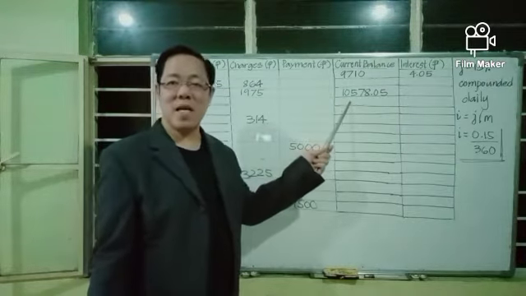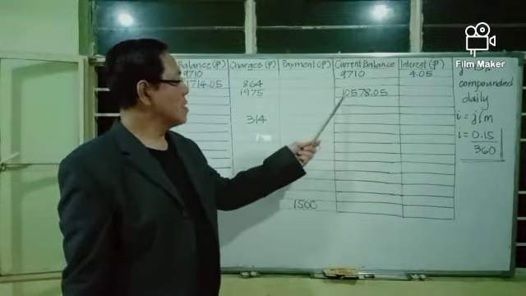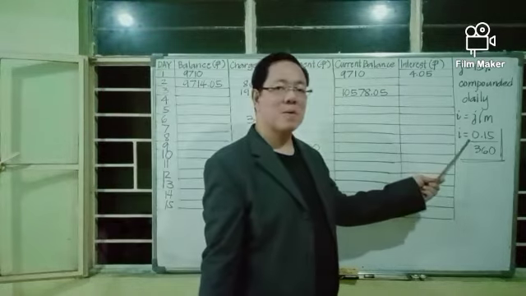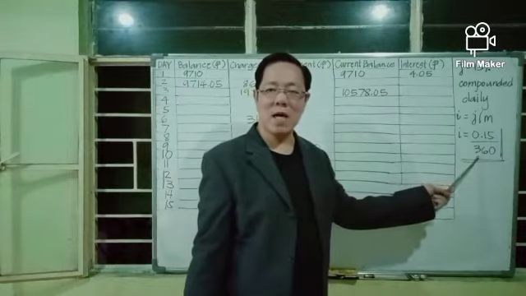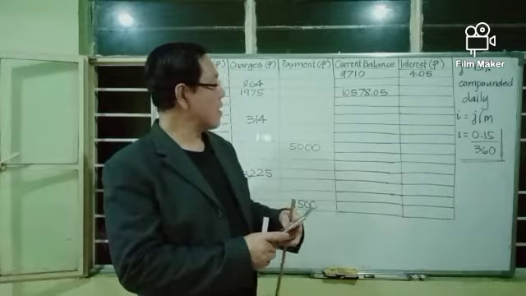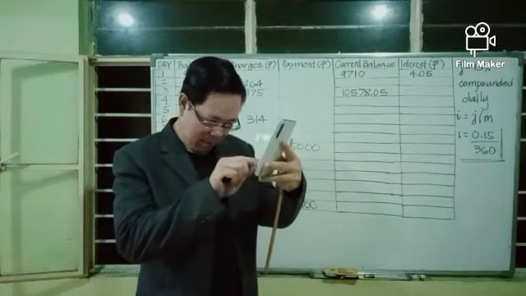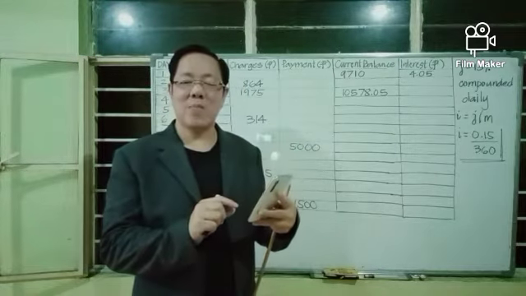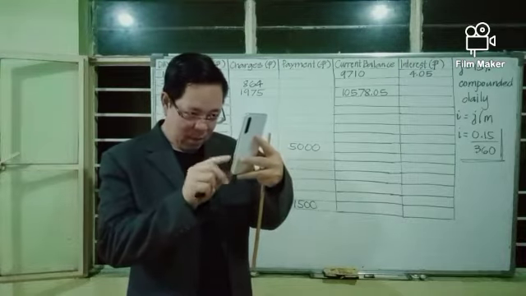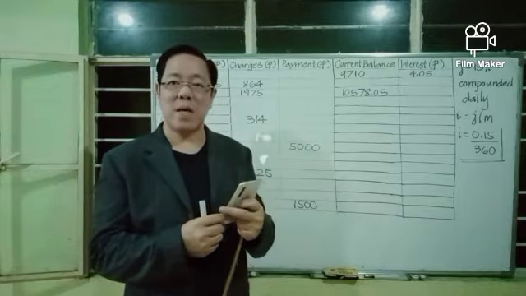This balance at the end of the second day of November will be the basis for computing the interest on the second day of November. This current balance, 10,578.05, is multiplied by 0.15 and the product is divided by 360. We have 10,578.05, multiply that by 0.15, and divide the product by 360. And to 2 decimal places, you should get 4.41 pesos.